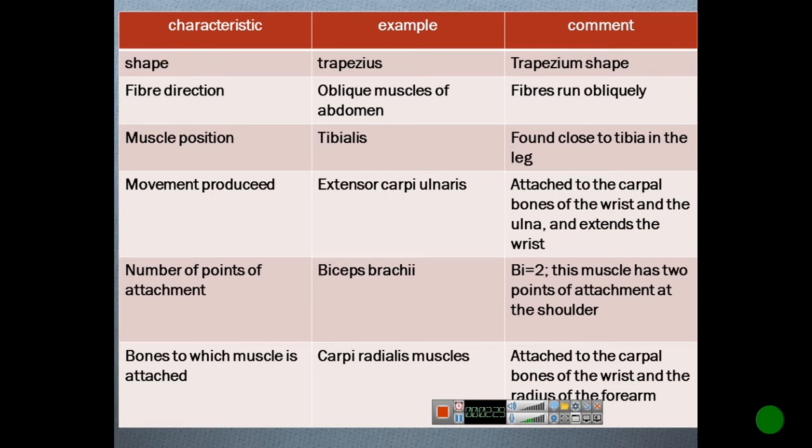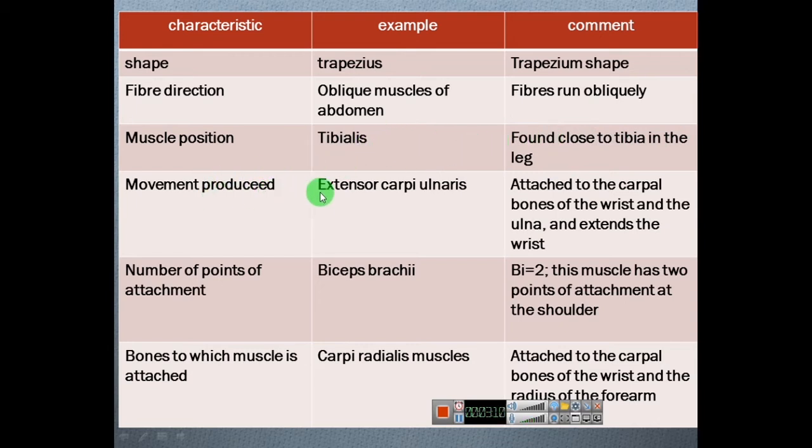Please see this table. Characteristic shape: trapezius, trapezium shape. So we call it trapezius muscle. Fiber direction: oblique muscles of the abdomen. Fibers run obliquely, so we call it oblique muscle. Muscle position: tibialis. According to the bone, we call it tibialis, found close to the tibia in the leg. Can you remember where the tibia bone is? According to that, we call it tibialis muscle.